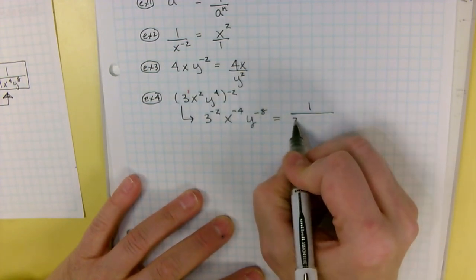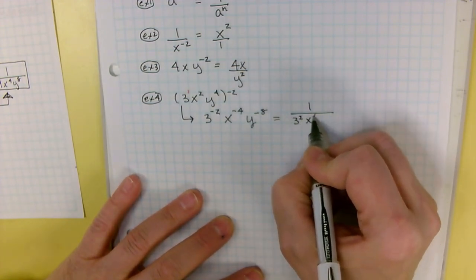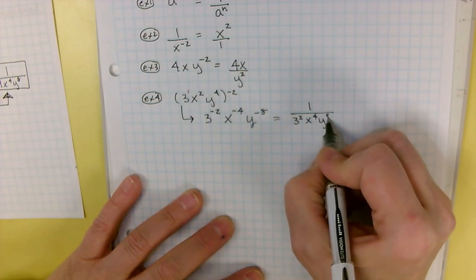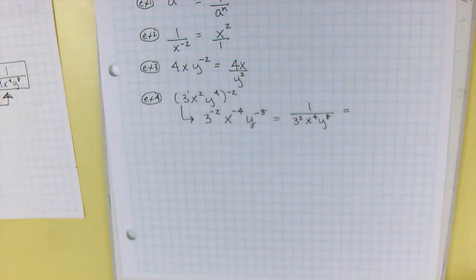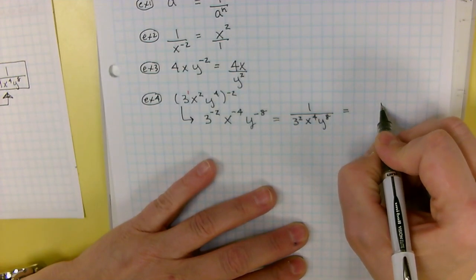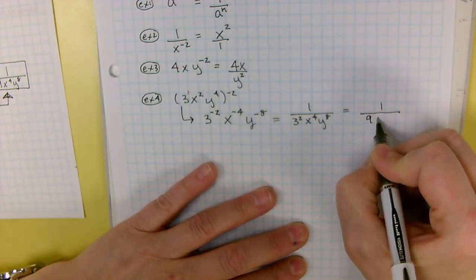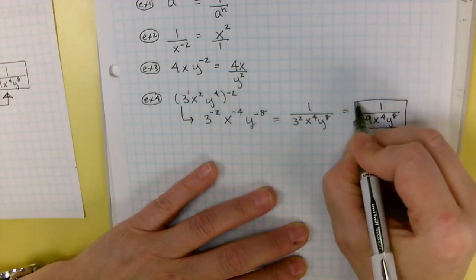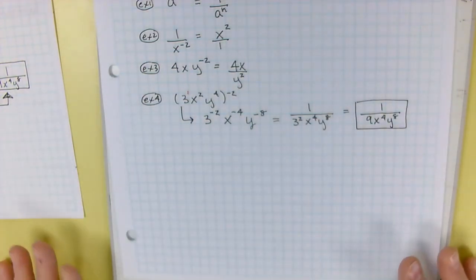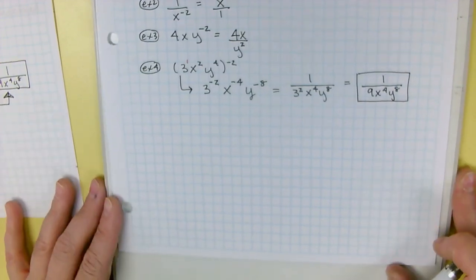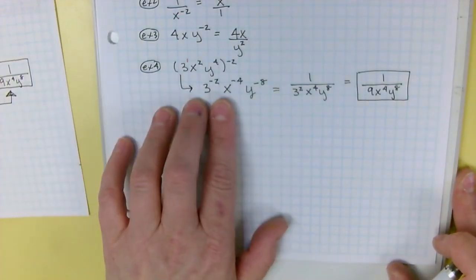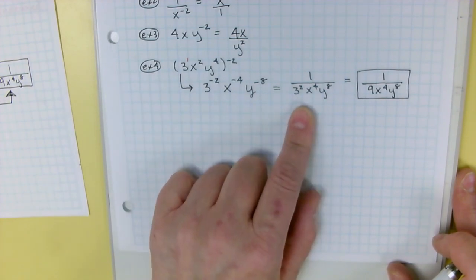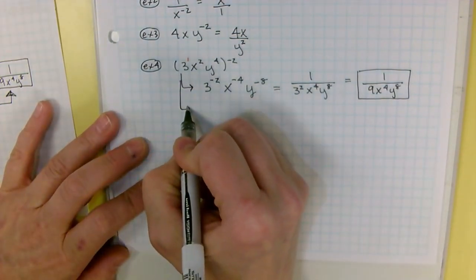So 3 squared moves to the bottom, x to the 4th moves to the bottom, y to the 8th moves to the bottom. And now there's no more negative exponent, so the only thing left to do is multiply the number out. 3 times 3 is 9. So 1 over 9, x to the 4th, y to the 8th. So that's the first way you can do this problem. You can use the negative exponent just like any other exponent, and once it's as simplified as you can get it, then move.